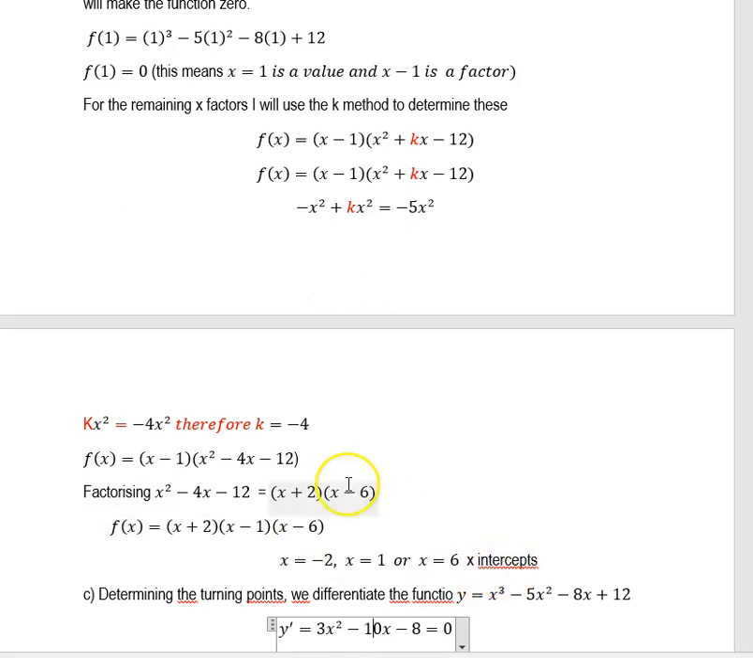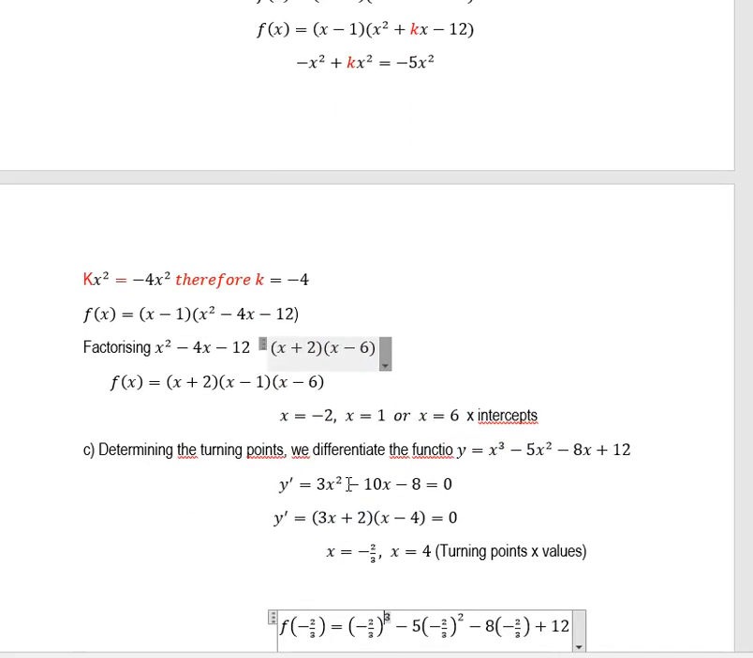Now, after getting your x and y intercepts, the next step is to find the turning points. Determine the turning points. And how do you determine the turning points? We differentiate the cubic function. So if I differentiate that, it becomes 3x squared. Differentiate that, becomes minus 10x. Differentiate that, it gives you minus 8.